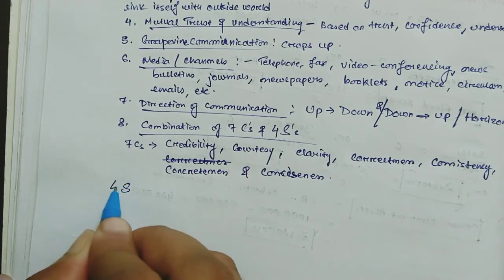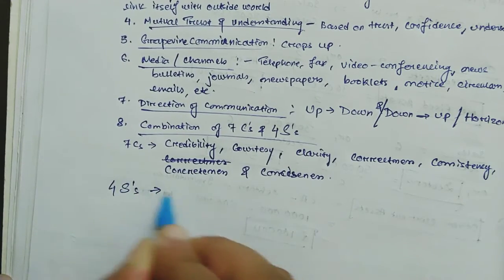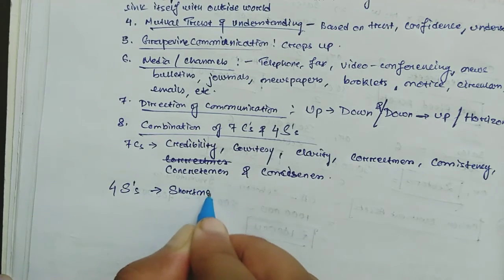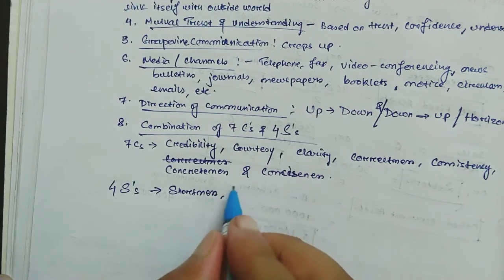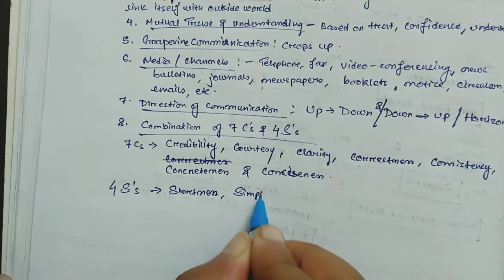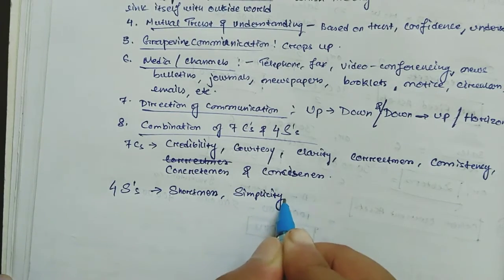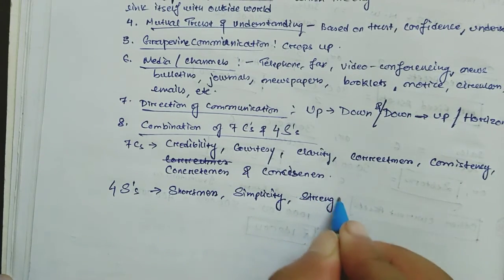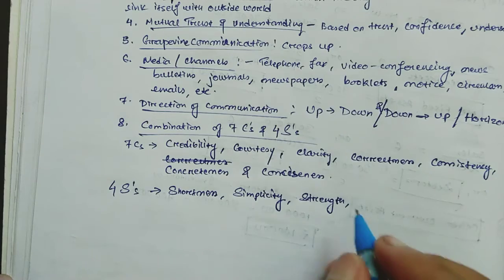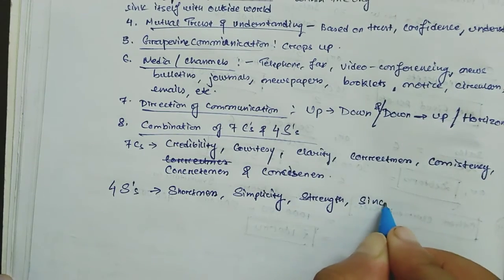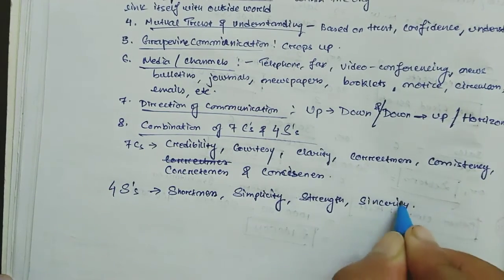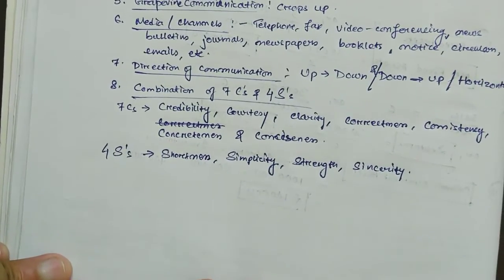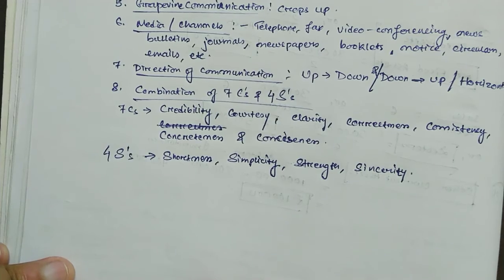Now what are the 4 S's? They are shortness, simplicity, the message is very simple to understand, strength, it will have importance, and sincerity, it will demand sincerity. Okay, so these are the things that can be seen in a corporate communication.